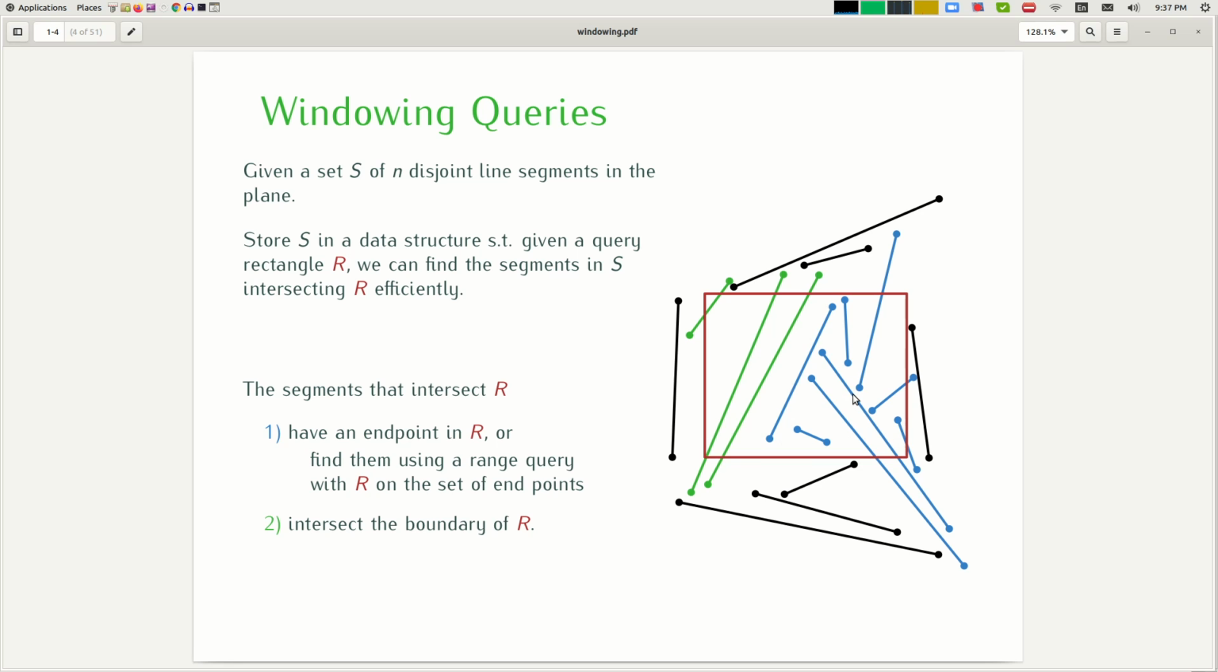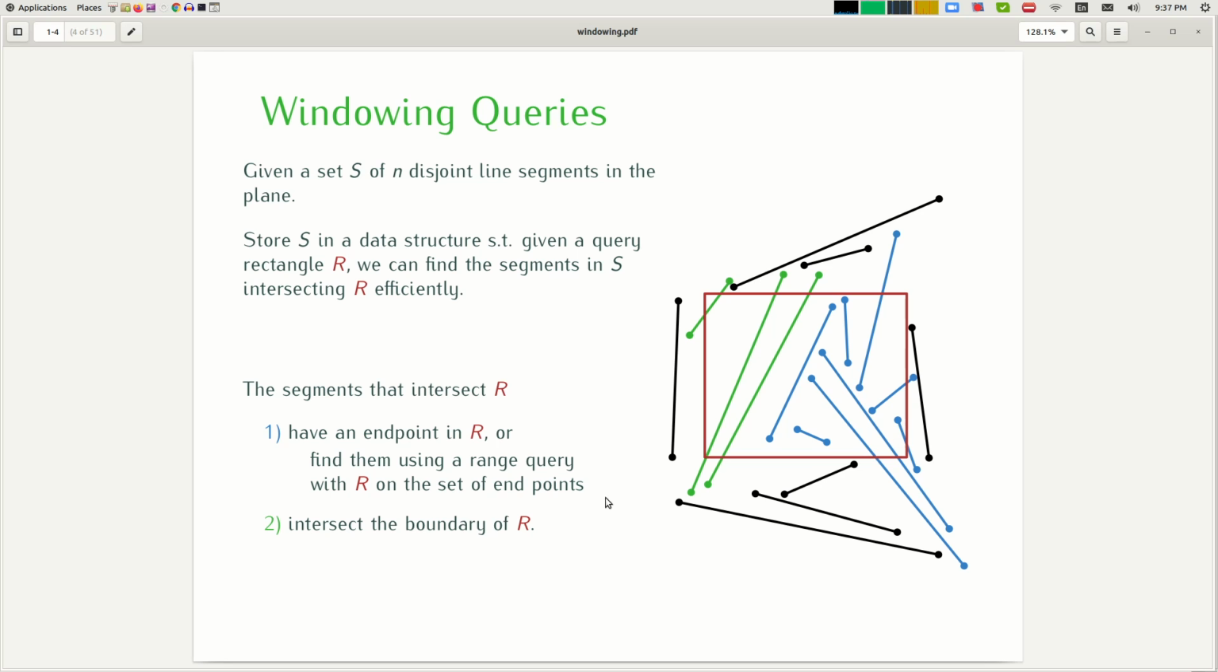To find the segments that have at least one endpoint inside this query region, we could use orthogonal range reporting. In other words, we could just store the endpoints of the segments in the data structure, then find all the endpoints that are inside this query rectangle R. We know how to do this using range trees. This is what we learned the previous week.